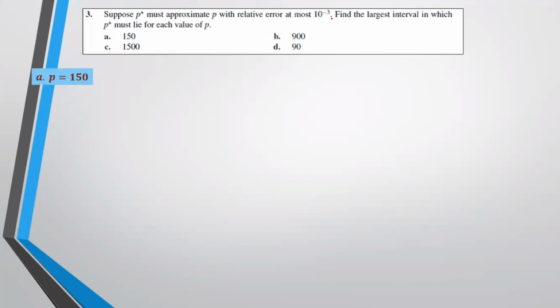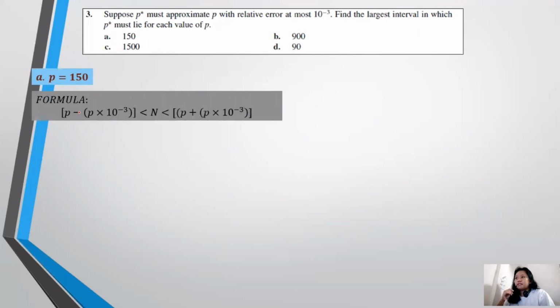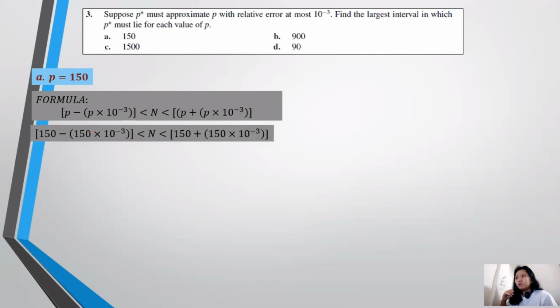So here we have A is equal to 150, and then the formula. So the formula is the same from the previous, but we will just be changing the relative error, which is 10 to the power of negative 3. So the same process, substitute the value for our letter P, which is 150. So 150 minus the quantity of 150 times 10 to the power of negative 3. And the right side is 150 plus the quantity of 150 times 10 to the power of negative 3.